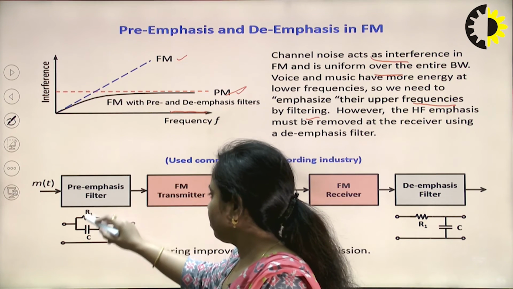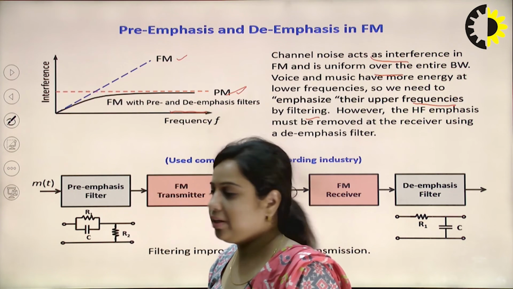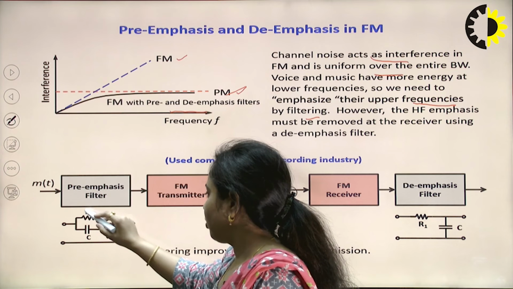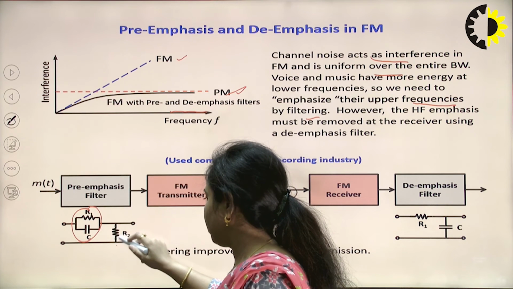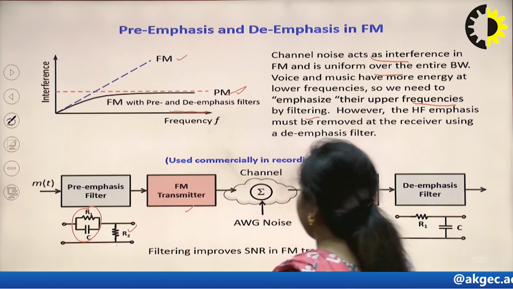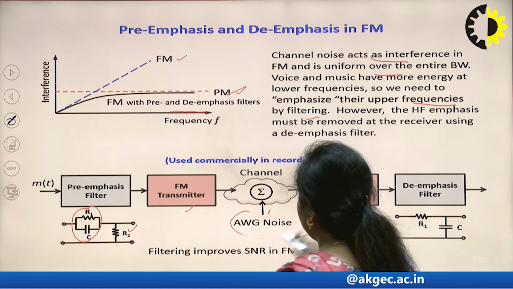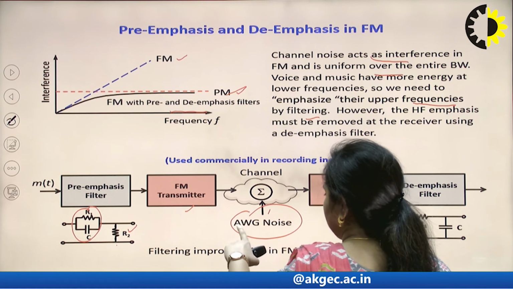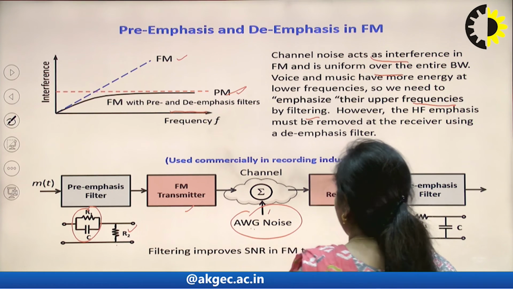The preemphasis filter is a kind of filter which is going to amplify the signal amplitude. It is a combination of resistance and capacitance, and in series another resistance is connected. Then it is passed through an FM transmitter. Then a channel is there. At the channel, the noise is going to affect the quality of the signal. This is the AWGN, that is additive white Gaussian noise.